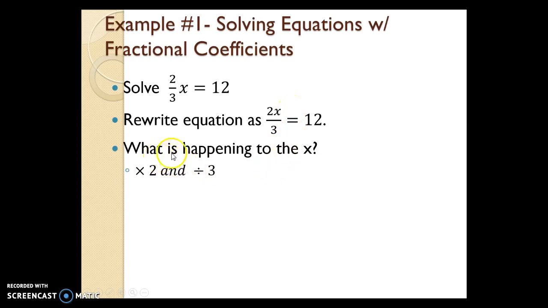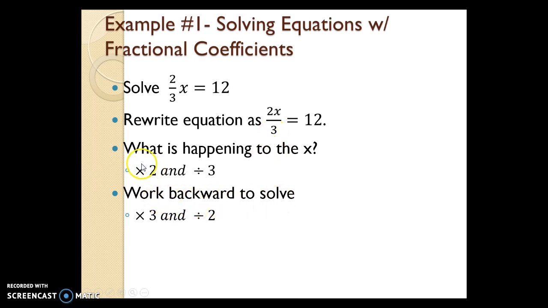But what's happening to the x? This goes back to what we did yesterday. It's being multiplied by 2 and divided by 3, and we're going to work backwards to solve. So instead of multiplying by 2 and dividing by 3, we're going to multiply by 3 and then divide by 2. We're going to show you what that looks like in just a second. So here we go. Again, what's happened to the x? It's being multiplied by 2 and then divided by 3. So we're going to work in the opposite order with the opposite signs.